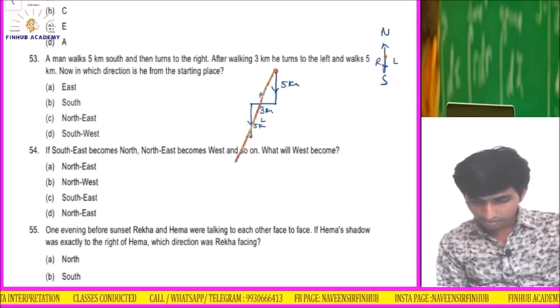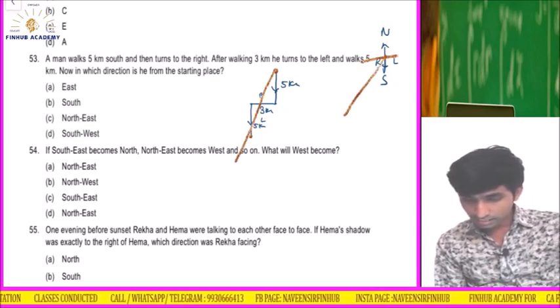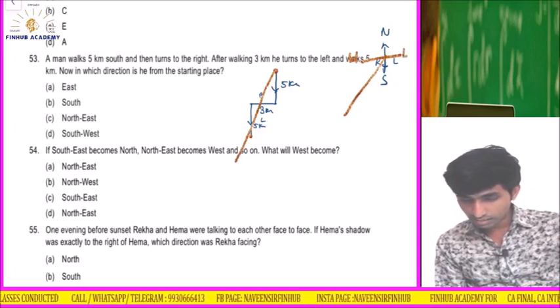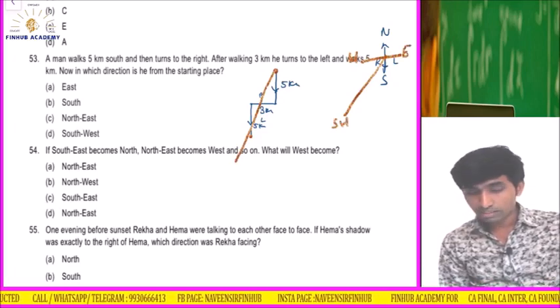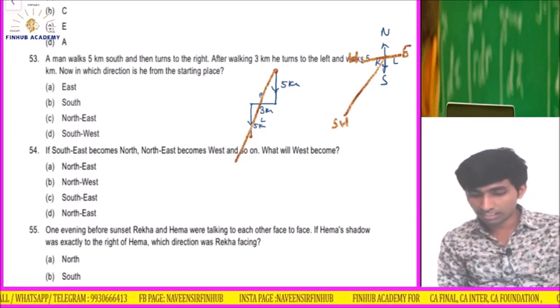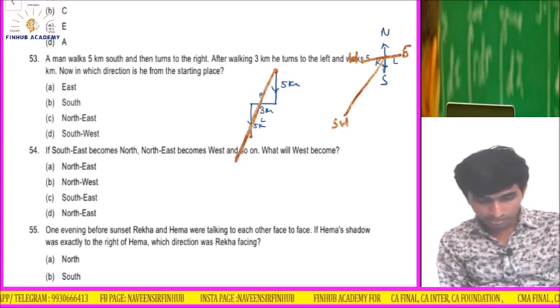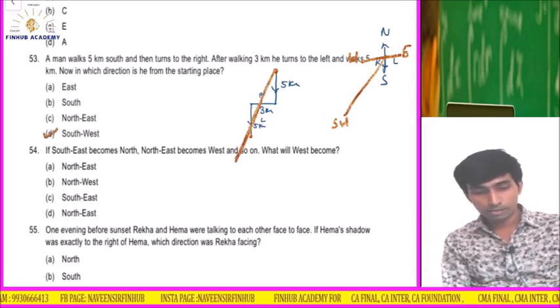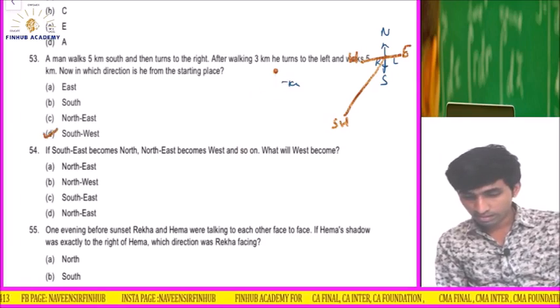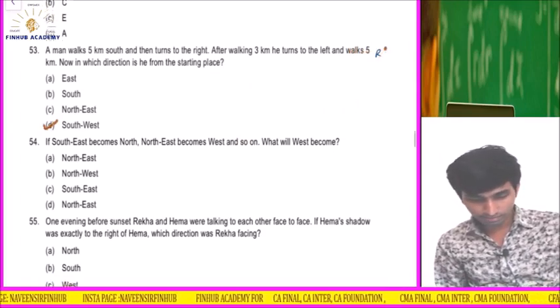This side, okay. If this is south, this is west, this is east, that means this is southwest. Don't take exactly 45 degrees and all, don't think like that. This is southwest direction, so the option is D, downside. Fine. Nice question.